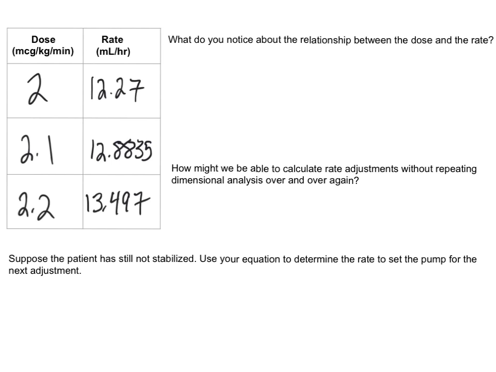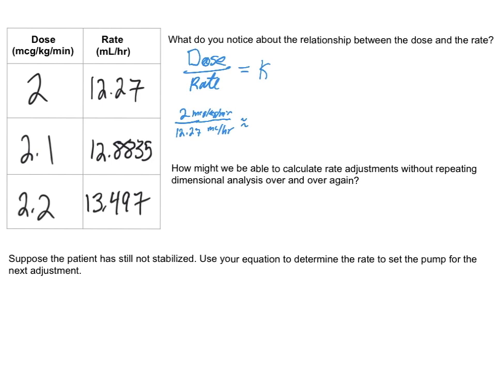Now, what we want to do is to see if there's a relationship between the dose and the rate. What I'm going to do is take the dose and divide it by the rate that it's associated with. That's going to give me this value of K, which I'll call my constant of variation. I just want to see what happens when I set up a ratio of the dose and the rate. So if you take 2 micrograms per kilogram per minute, and you divide that by the rate associated with that dose, which was 12.27 mLs per hour, what does that simplify to?